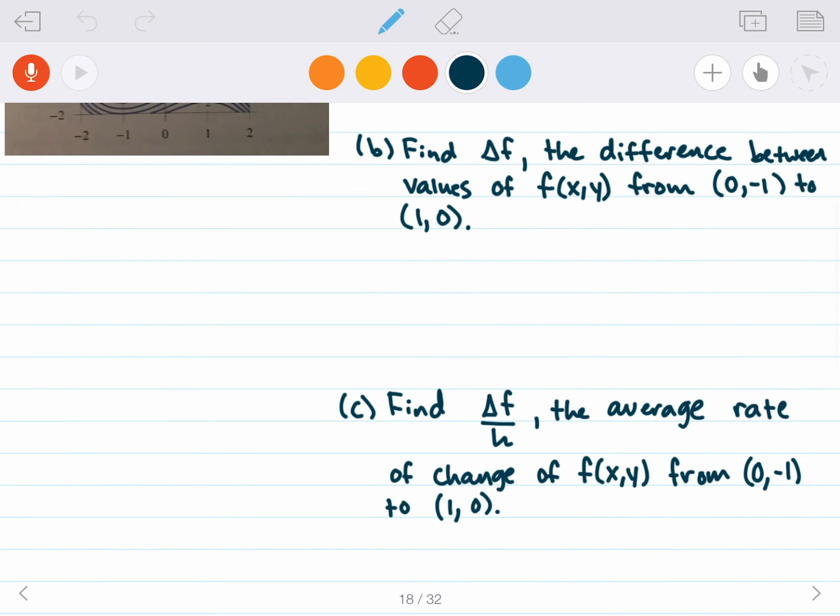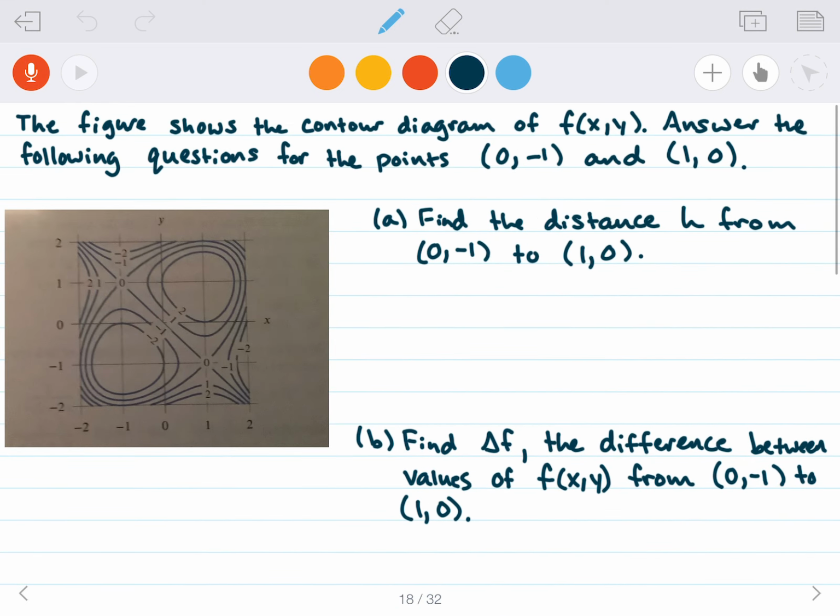All right, let's do one more example here. So the figure shows the contour diagram. Answer the following questions for the points (0, -1) and (1, 0). So the first thing is we're going to find the distance h from (0, -1) to (1, 0). So basically we can just use the distance formula because we have 2 points, x1, y1, x2, y2.